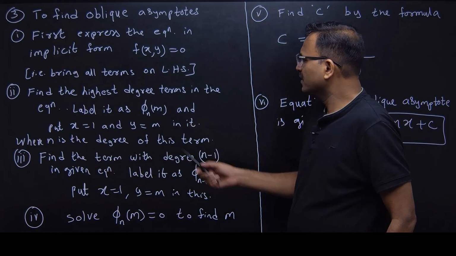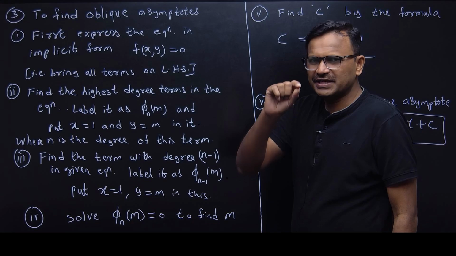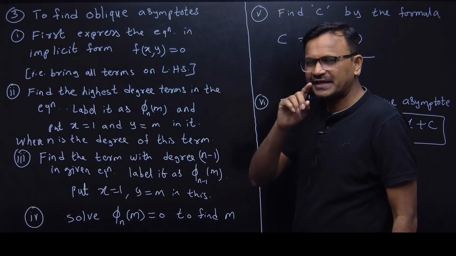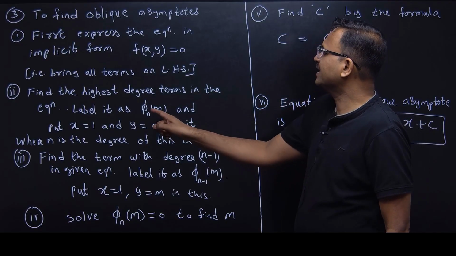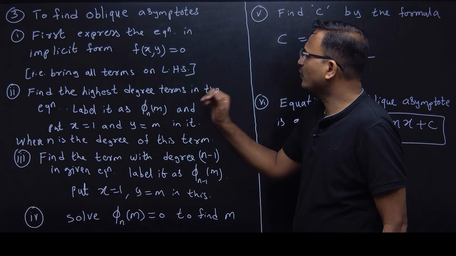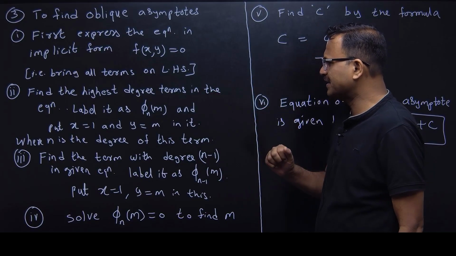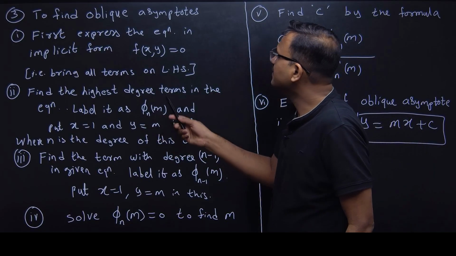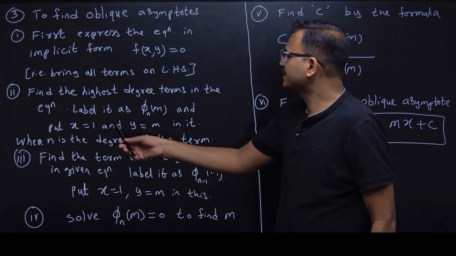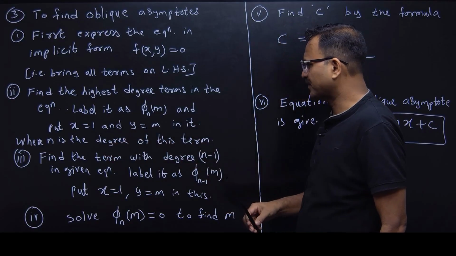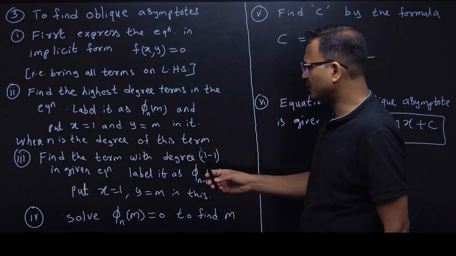So suppose the highest degree term is, say, x raised to 4 plus y raised to 4. The highest degree term will be of degree 4, then n will become 4. In that case, we label this as phi 4m. So we find the highest degree term, label it as phi nm, where n is the degree of that term, and in that term we put x is 1, y is m. How this is to be done? I'll show you an example, don't worry.